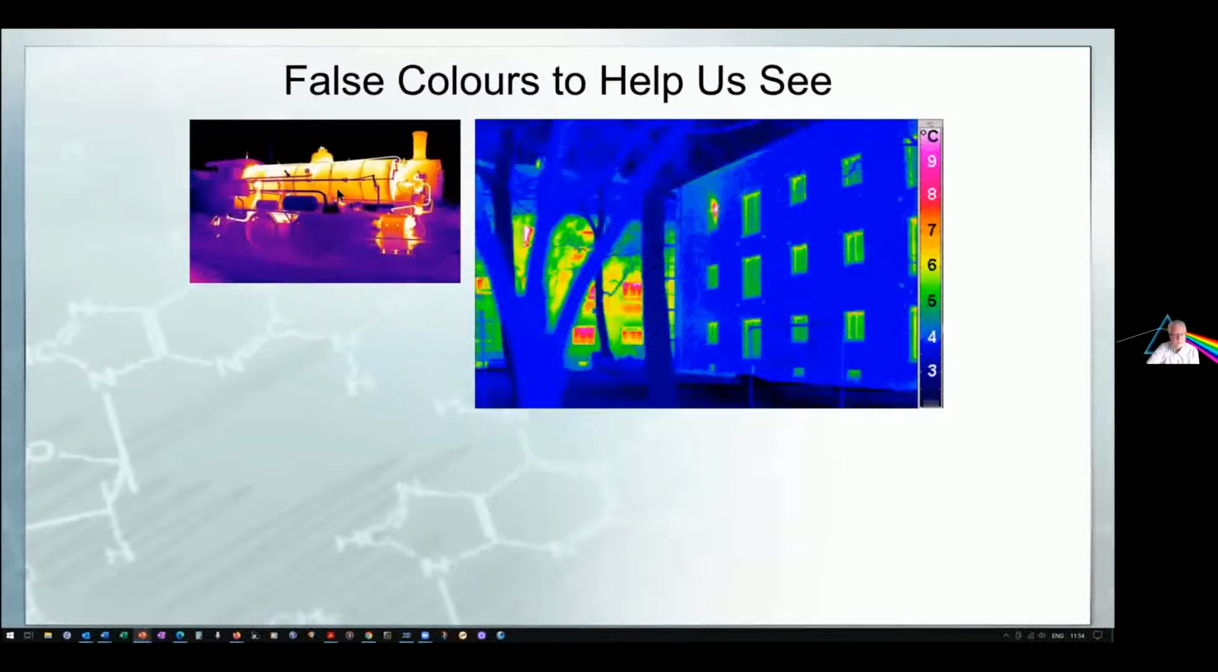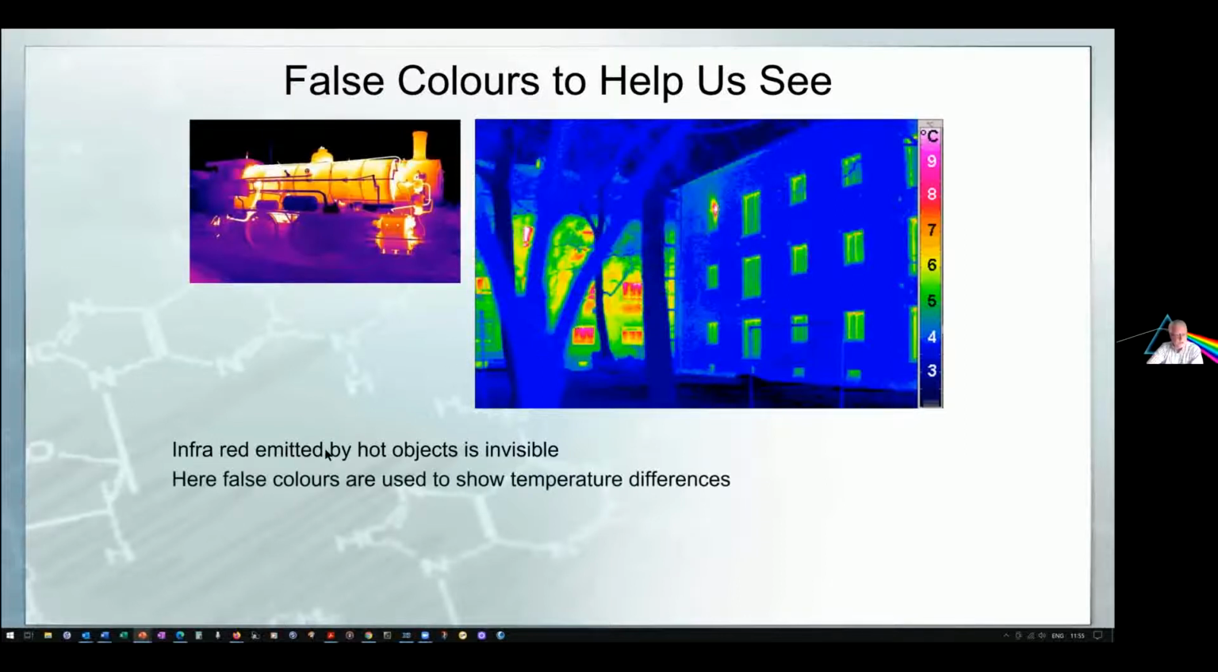So you can see the steam train on the left-hand side, and the whiter bits are the hottest bits, the orange bits are not so hot, and the red bits are the cooler areas. And if you look at the house on the right hand side, this house here is what they call a passive house, built to a very high standard of insulation, and there's very little heat leaking from this house. But if you look at the house in the background behind the trees, you can see that's leaking a lot of heat. Okay, so the false colors are used to show us different intensities of infrared radiation.